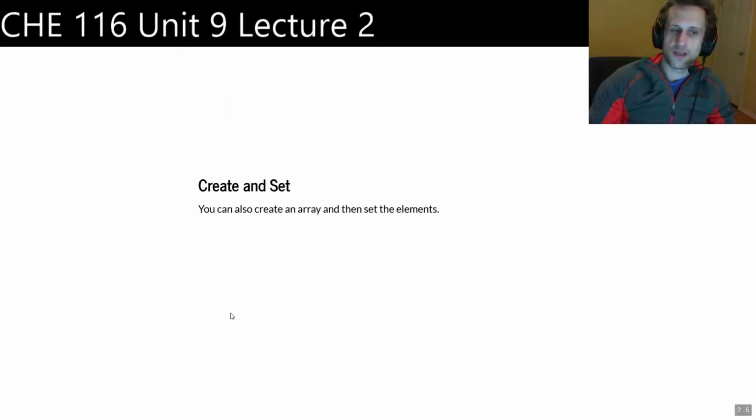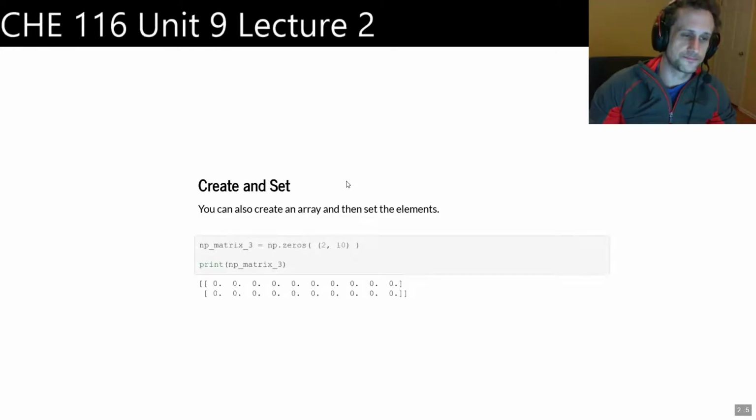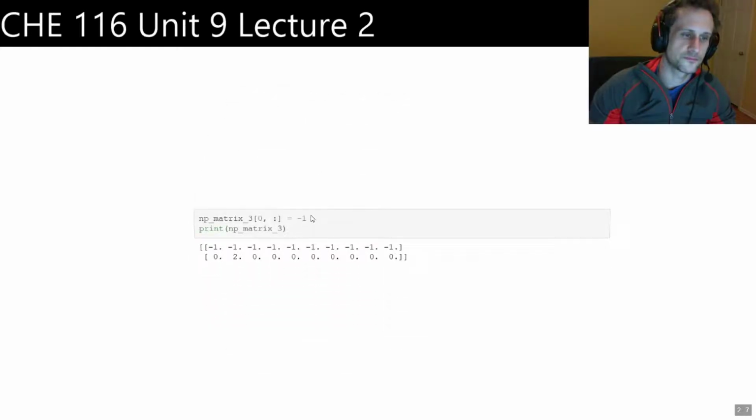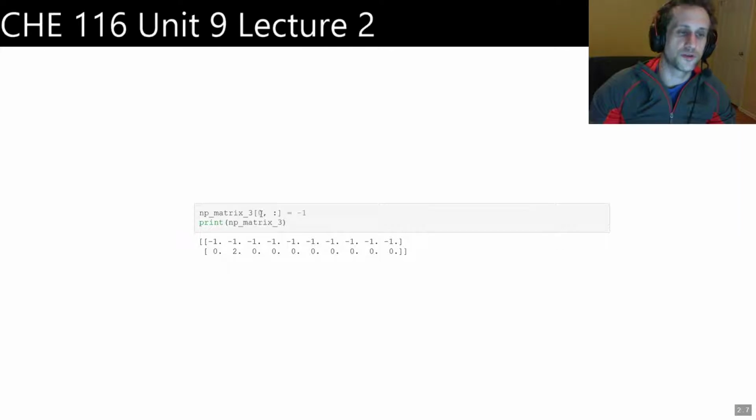Just like when we were making arrays with NumPy, you can create an array and then set the elements using slicing. Here I create a matrix that is a 2 by 10 of zeros, so it's 2 rows, 10 columns. Here I printed it out. And then I can make column 1, so this is column 0, then column 1, be equal to 2. I can make row 0 equal to minus 1. So I'm saying for every column, but specifically row 0, make it minus 1. And then I can set a specific element, so row 1, column 6, make it 43.